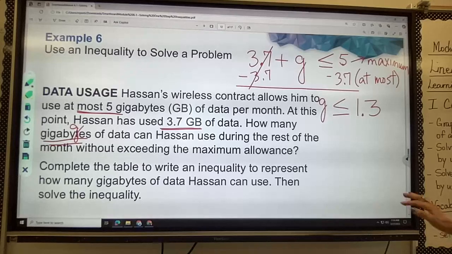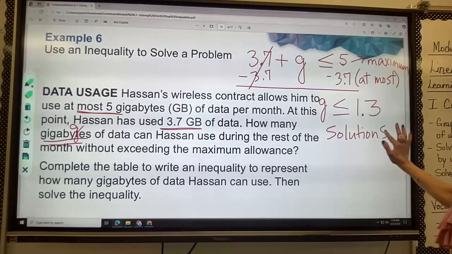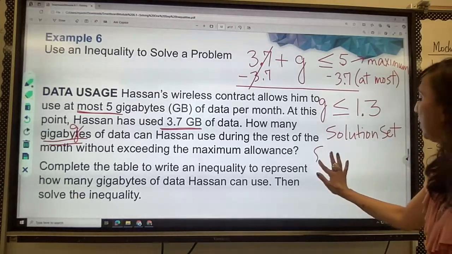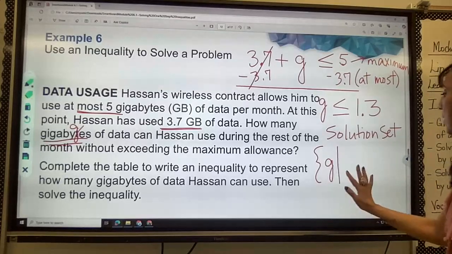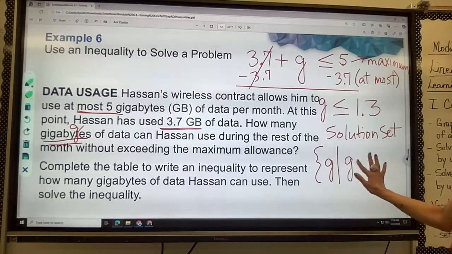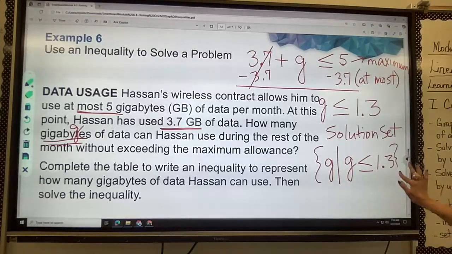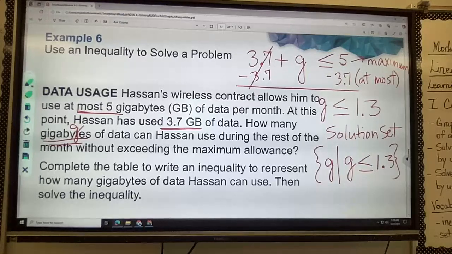So what is my solution set? My solution set is going to be the set of all values of G, where G is less than or equal to 1 3/10. And so here is my solution set. So Hassan can use up to 1 3/10 gigabytes of data without exceeding his maximum allowance.